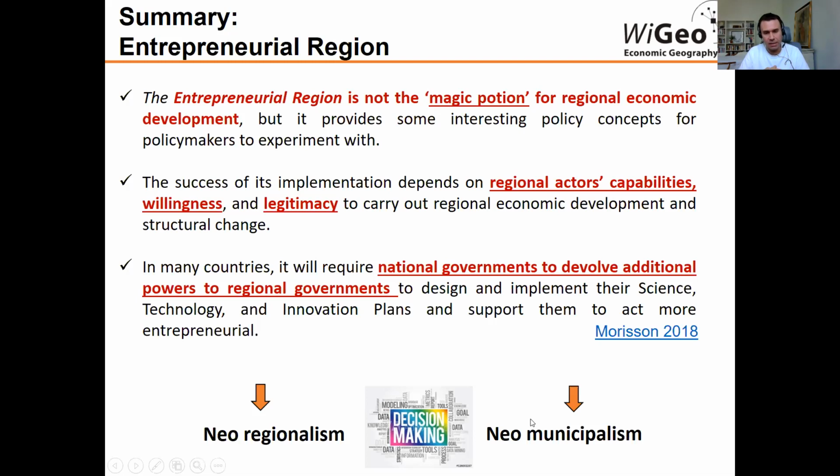And the same happens with the same level of decision-making capacity at the municipal level. This is still a very embryonic concept within the urban geography literature.